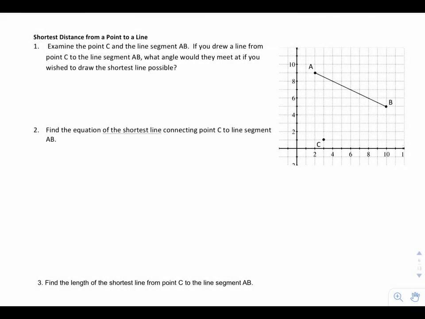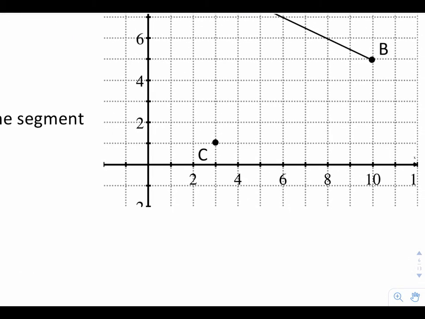Here we are looking at a very involved problem that requires many simple steps, but they need to be followed appropriately if you want to get the answer in determining the shortest distance from a point to a line. So we're given a point C over here in our diagram with coordinates equal to 3, 1. So I'm going to write that in over here. My point C has coordinates 3, 1.